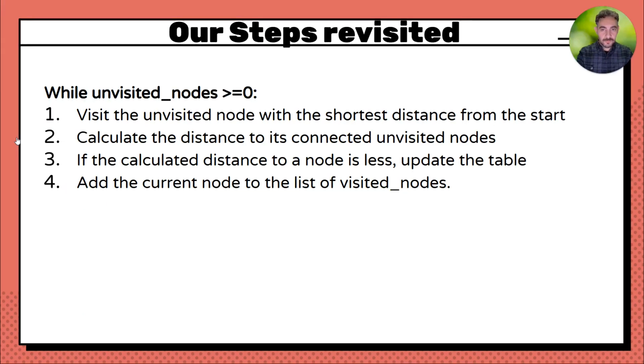I've tried to condense this into 4 simple steps for us. While our unvisited nodes are more than 0, we visit the unvisited node with the shortest distance from the start. We calculate the distance to its connected unvisited nodes. If the calculated distance to a node is less, then we update the table with both the new distance and the previous node that we visited from. And lastly, we add the current node to the list of visited nodes.